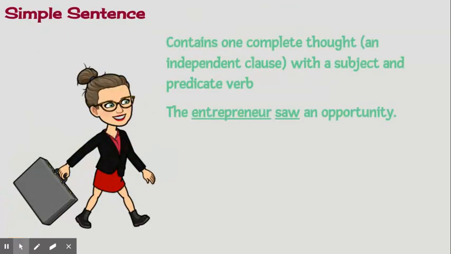Simple sentences contain one complete thought, an independent clause, with a subject and a predicate verb. Let's look at the example on the board. The entrepreneur saw an opportunity. Entrepreneur is the subject, saw is the verb.